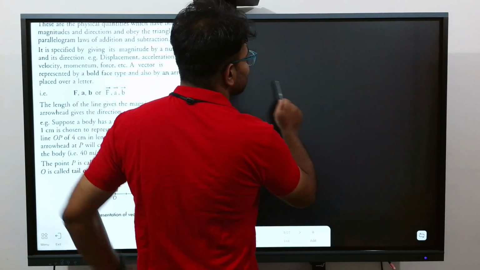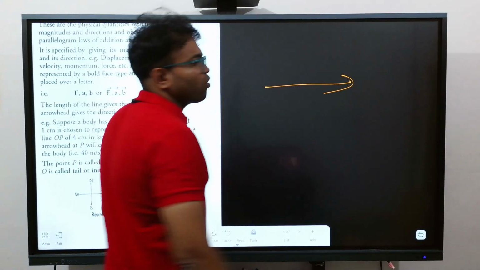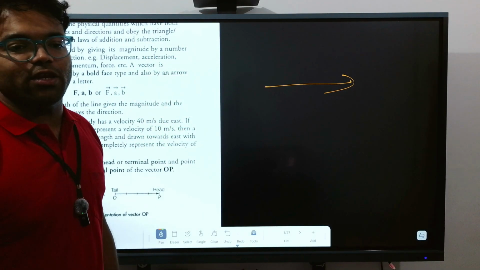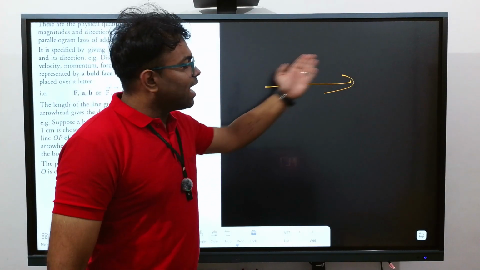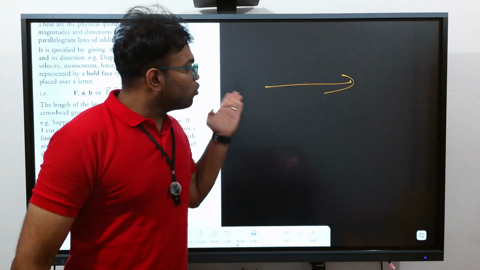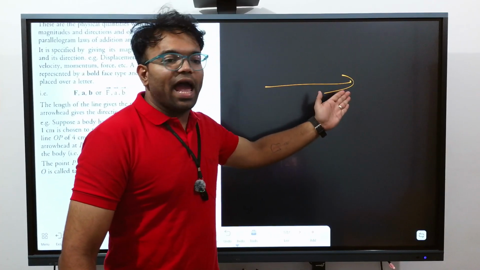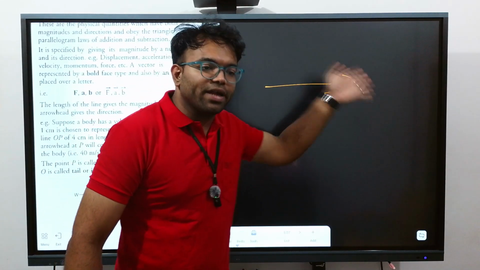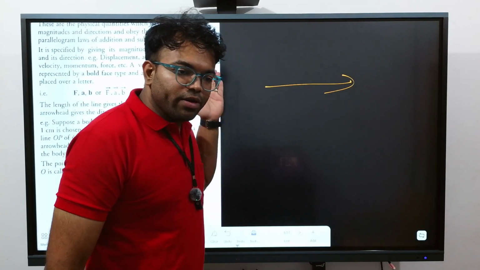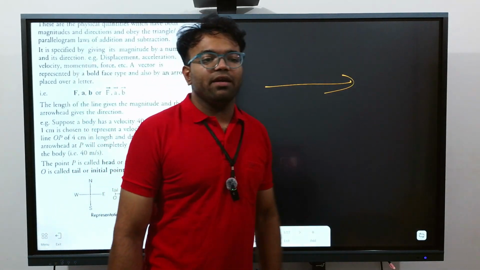Yeah, exactly. It has a starting location and it keeps on going like this. This is what a vector actually looks like. It has a tail end and a head, a tail and a head. So the direction of this arrow represents the direction of the vector.